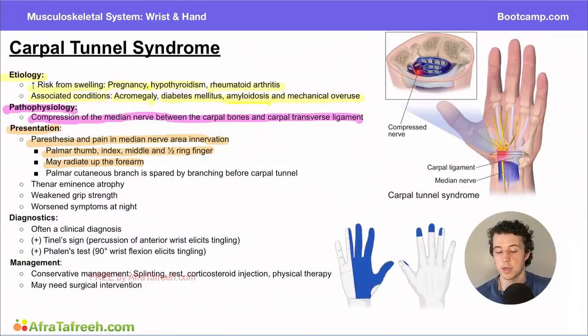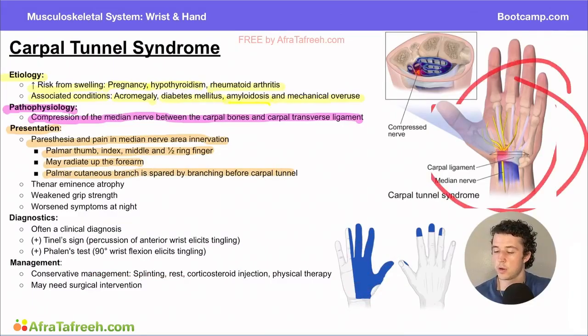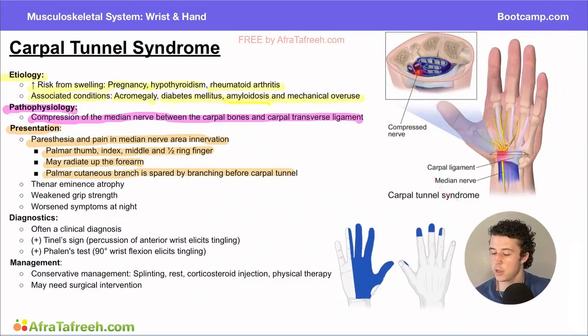And the last thing I'll mention is that the palmar cutaneous branch is spared because it branches before the carpal tunnel. So if we take a look over here at our hand, they don't have it, so I'll draw it in. The palmar cutaneous branch is actually going to come off before and then go and innervate the palmar area above that carpal transverse ligament. What that means is in a patient with CTS, they may still have sensation here at the palmar area, and so their complaint will be more likely about the fingers or strength involved in the hand.